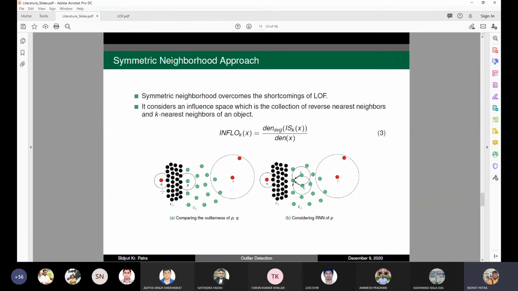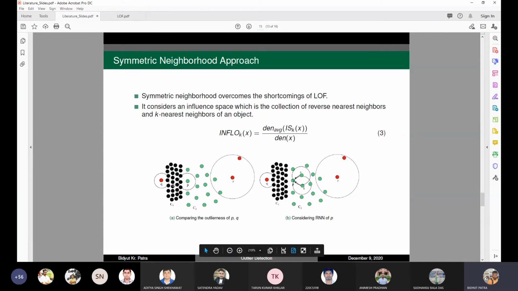As you can see from the left side figure, I am talking about slide number 15. Here Q is really an outlier point, so it can be detected by the LOF technique, but P is a cluster point, and unfortunately LOF will treat P as an outlier. The density of this region and the density of this region vary, and therefore P will be treated as an outlier with respect to this cluster C1.